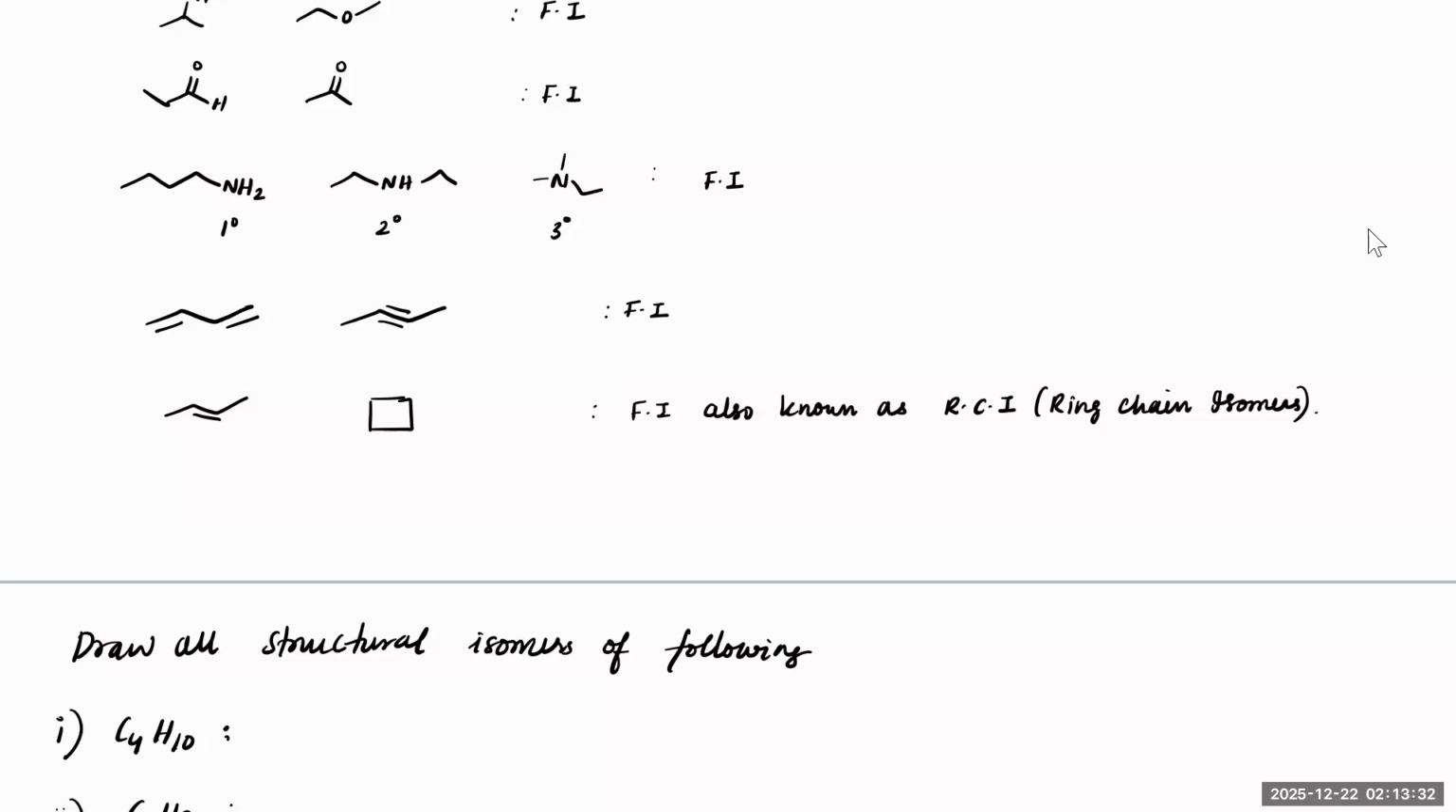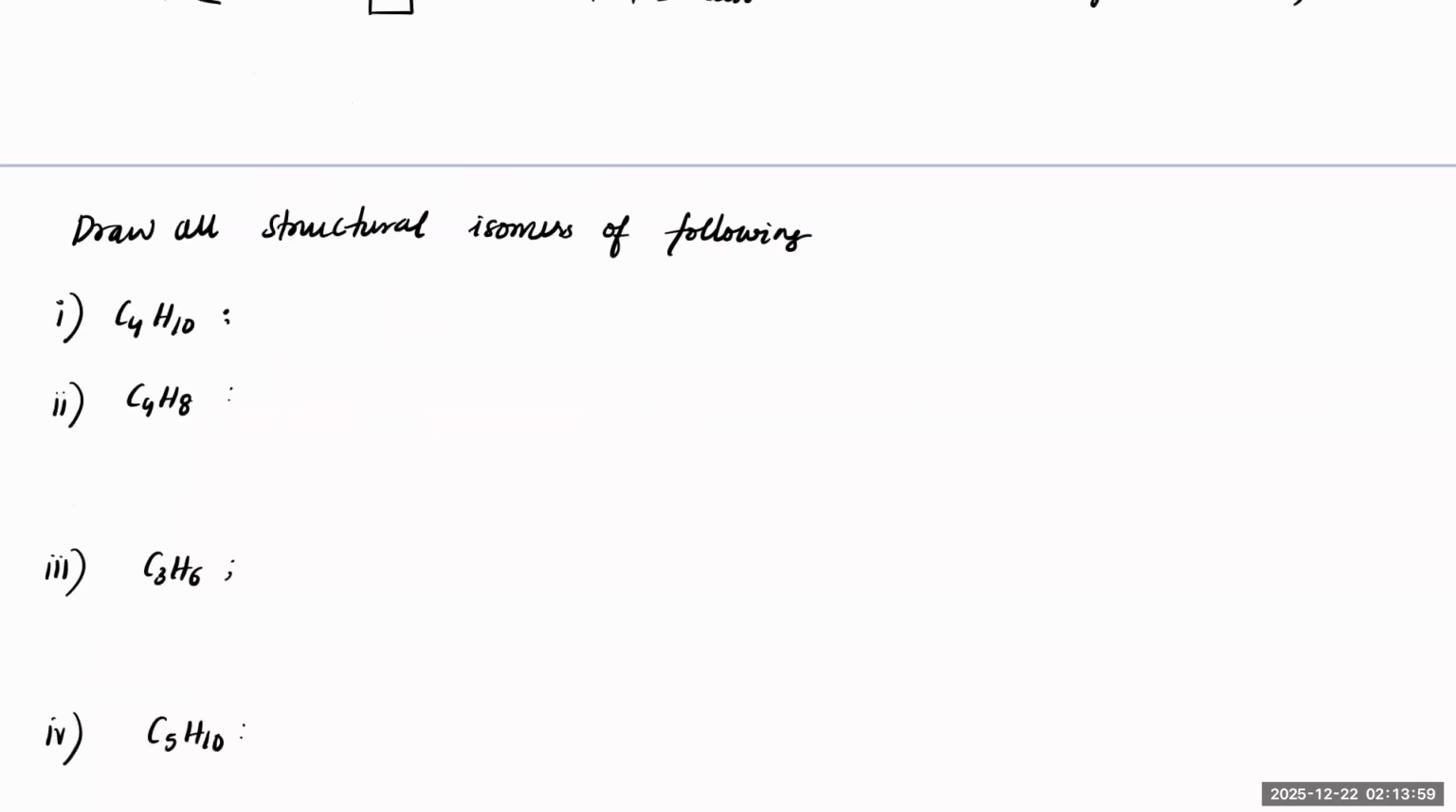So can you repeat the last one? Ring chain. In case you have an open chain versus a cyclic chain, but there should not be any new function added to it. Clear? So it is only between pi bonds versus cyclic structure. Okay, right.